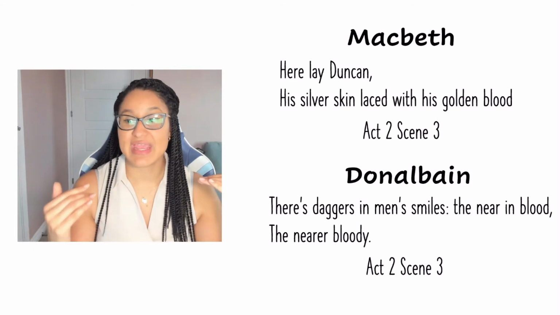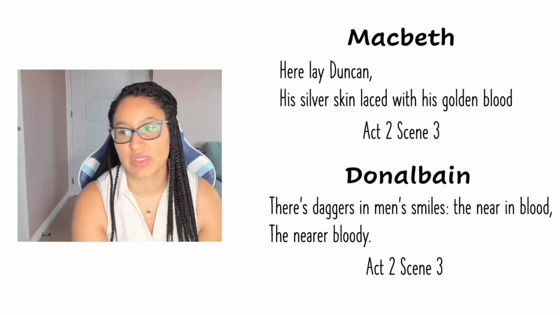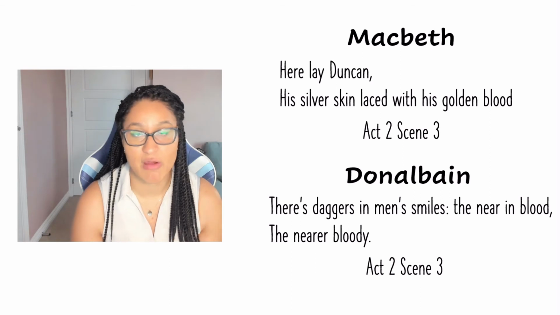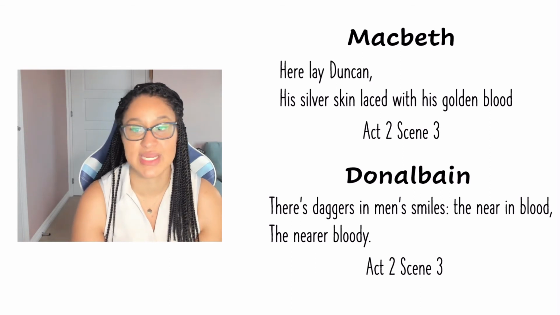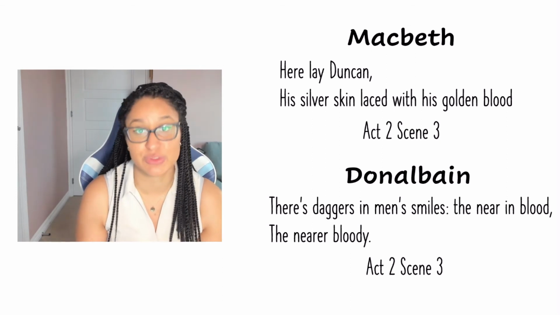And then in that same scene a little bit later on, Donalbain is talking to his brother Malcolm, and he's basically explaining why they need to leave and escape after their father's death, because "there's daggers in men's smiles, the near in blood, the nearer bloody." In other words, you can't trust people that you think you can.